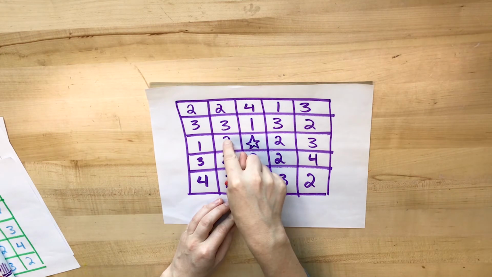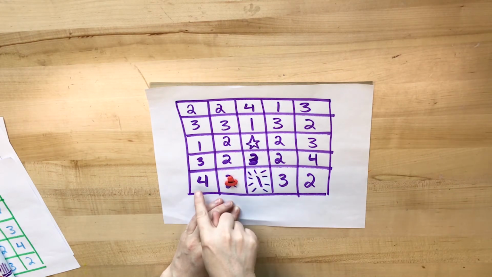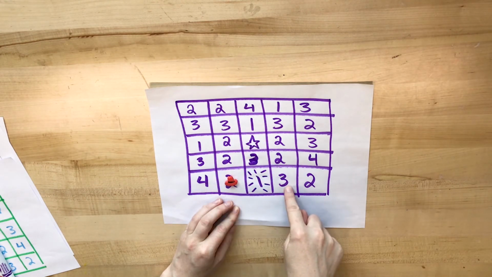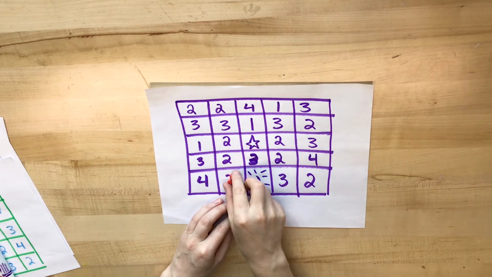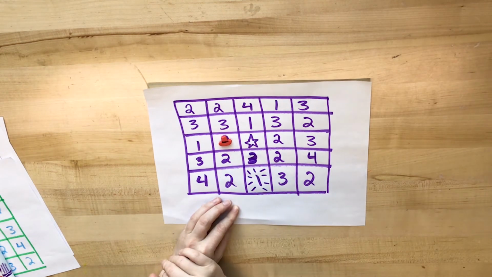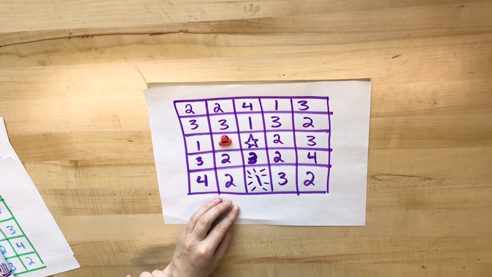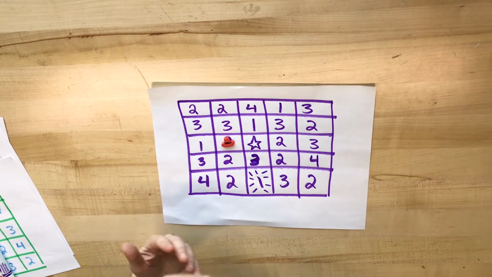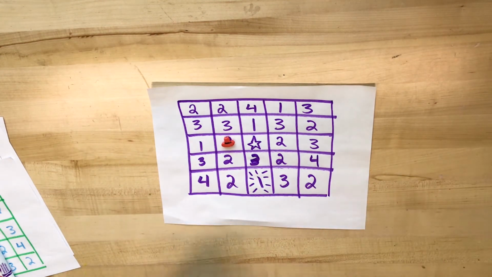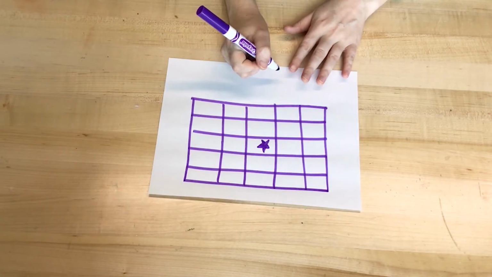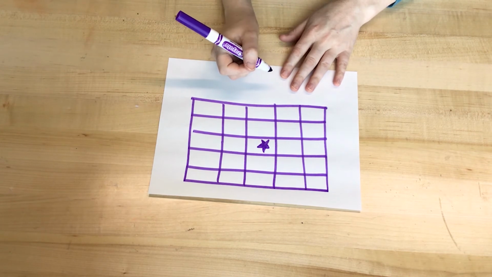You can move up 2. You can't move one way, but you can move the other way sideways. Let's try up. So now you can look around and see, how do I get to the center? You can move up 2, down 2, side 2. Now let's try to make our own.